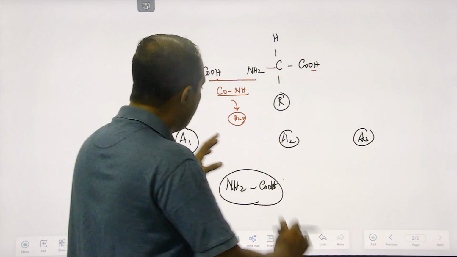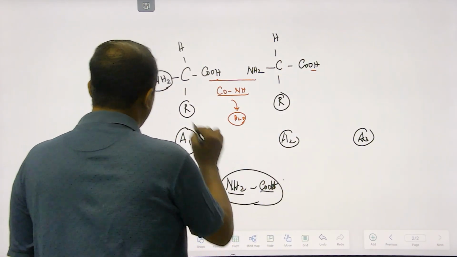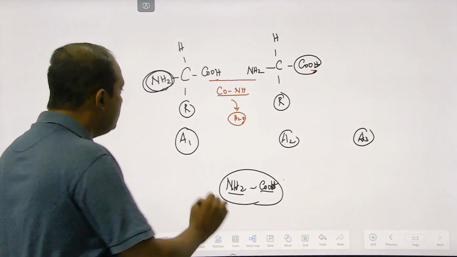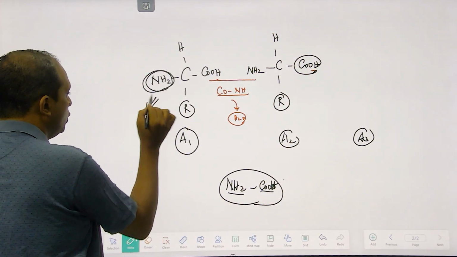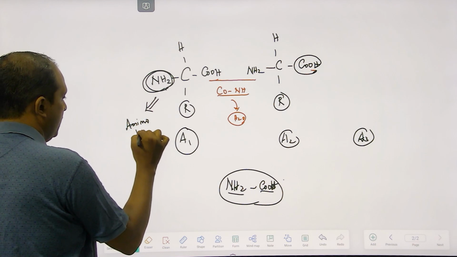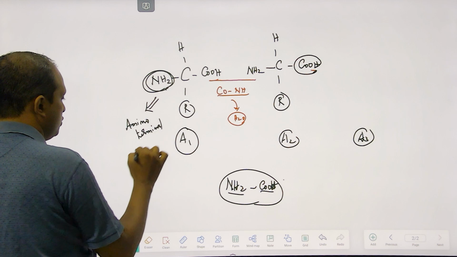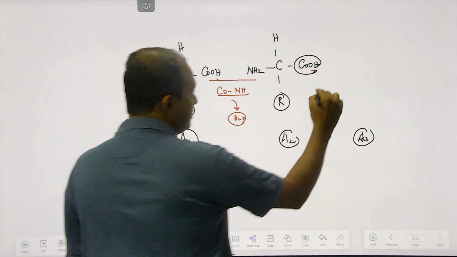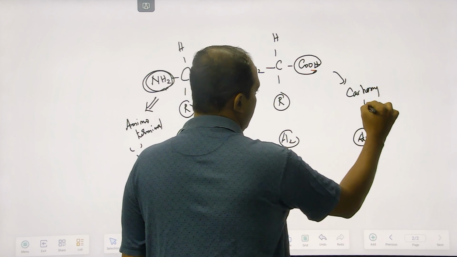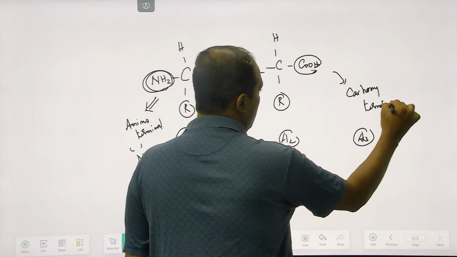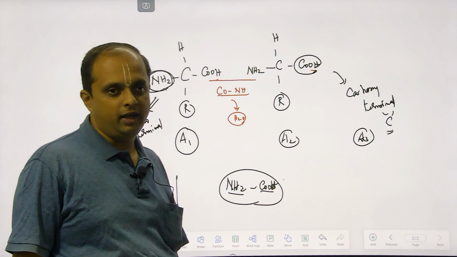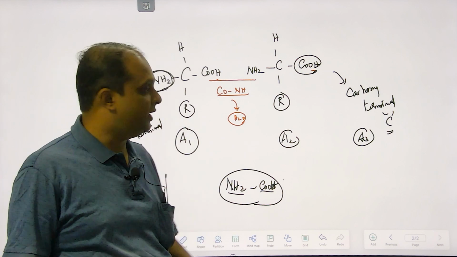So in short, among the NH2 and COOH groups, here the NH2 group is free, and here the COOH group is free. Based on this free group, this end is called the amino terminal, or N terminal, whereas this end is referred to as the carboxy terminal, or C terminal. I hope my discussion is clear here.